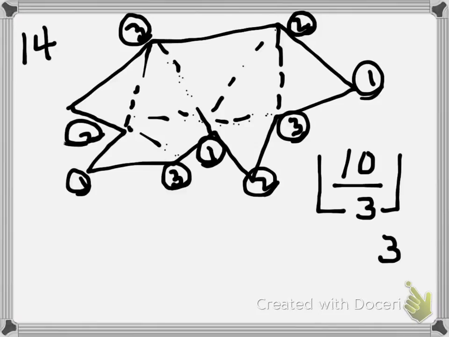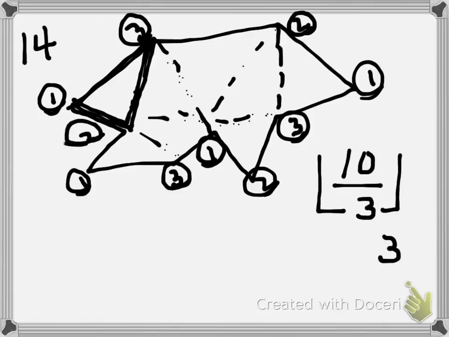Number 14 is the art gallery problem. Again, not required for the online course. So we triangulate this figure, divide it into sets of triangles, and then we put a 1, 2, and 3 at each one of the vertices. So each triangle then has a 1, 2, and a 3 in it. So we have 1, 2, 3 in this triangle, and so on all the way around.